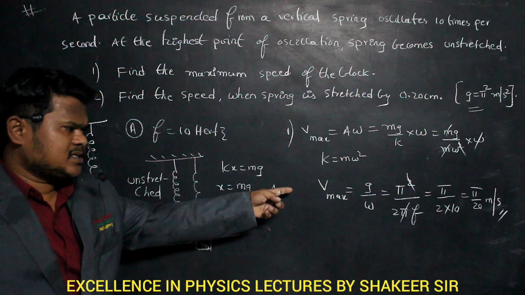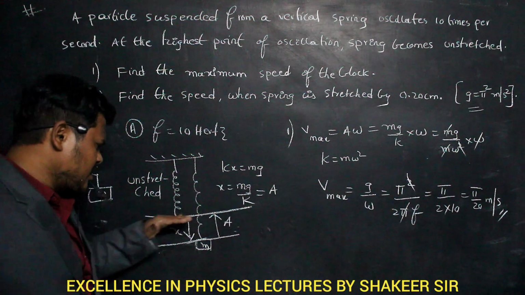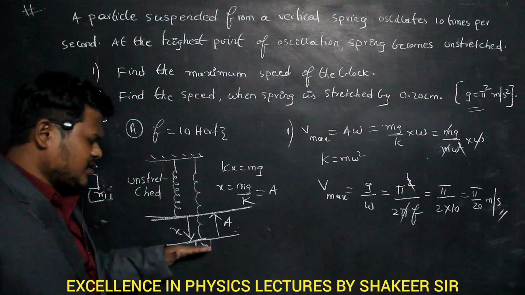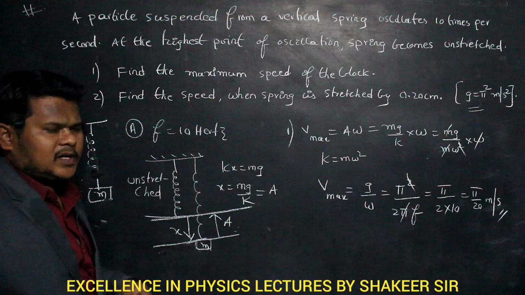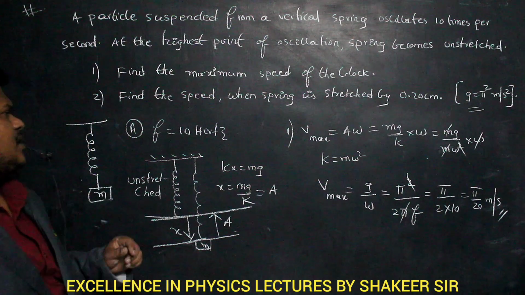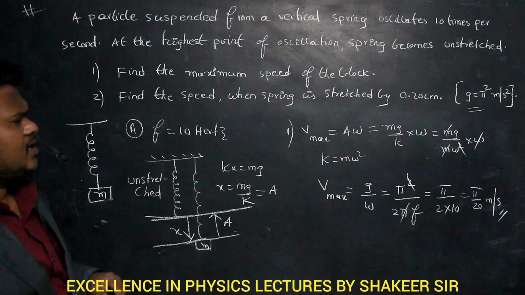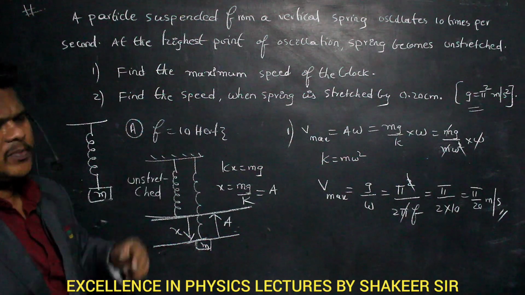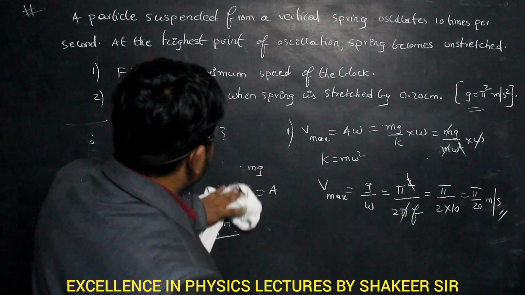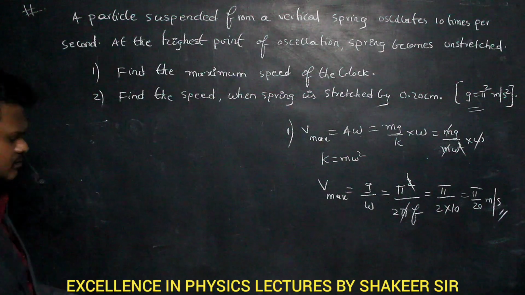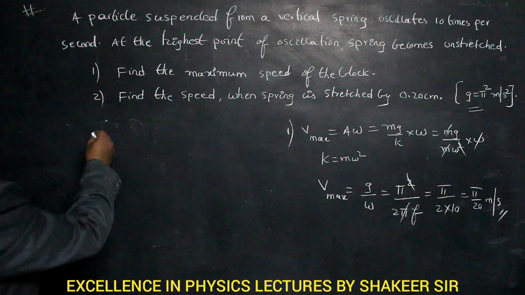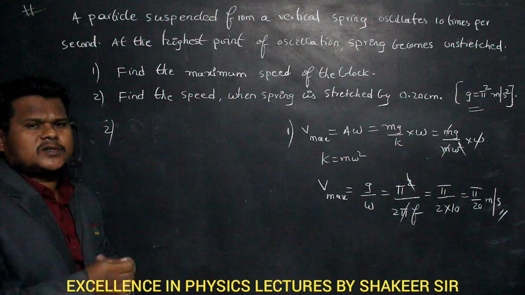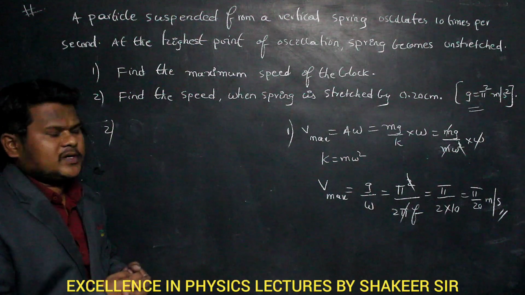That maximum velocity always exists at the mean position. So when this body reaches not this position but this new mean position, our velocity will be maximum. Now let us study the second question. Find the speed when the spring is stretched by 0.2 centimeters. For calculating speed, we have two relations. One relation of speed is v is equal to A omega cos omega t.